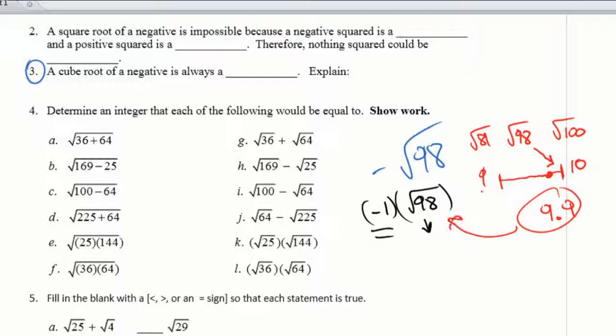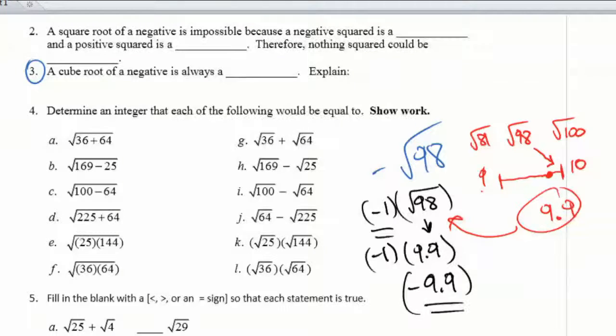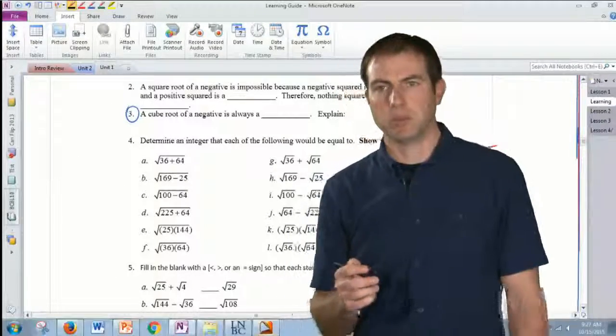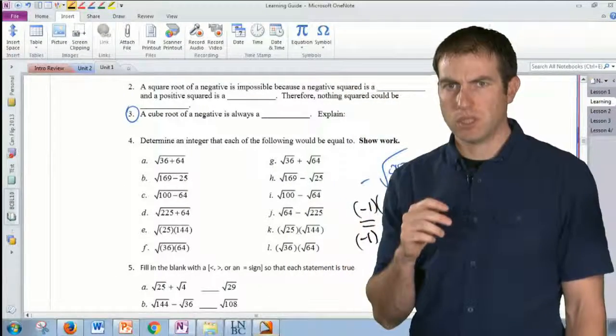I'm going to put it back into this. So I have this -1, and then I've estimated this as 9.9. I'm just going to do the multiplication and get -9.9. And of course, it's just an estimate. So if you had -9.8 or something like that, that would be completely fine. Does that help you, Shayna?